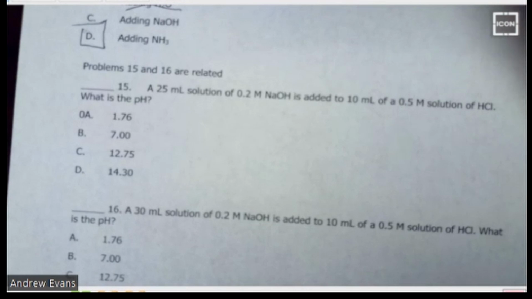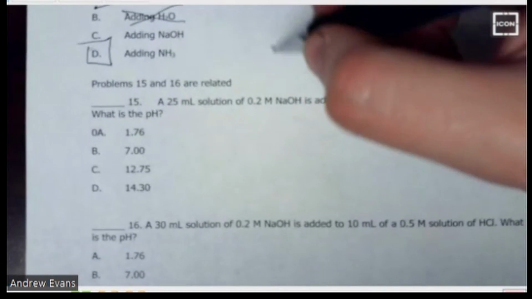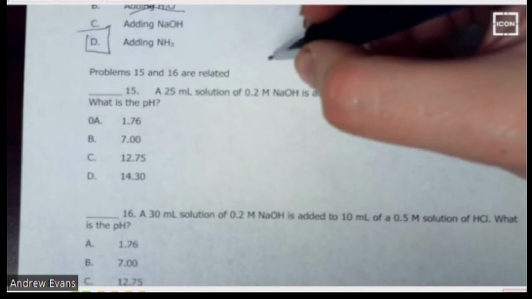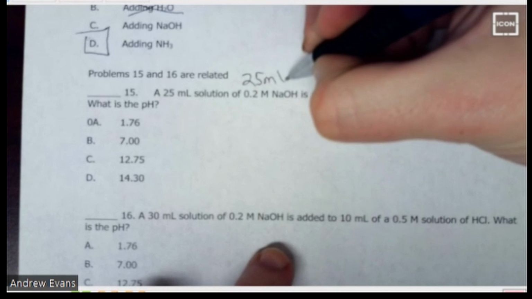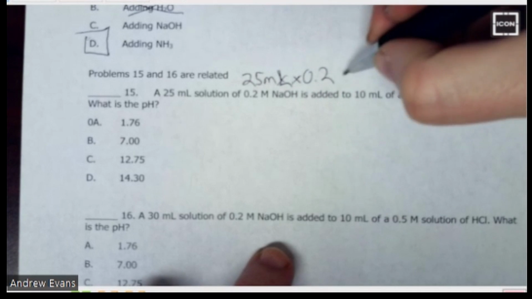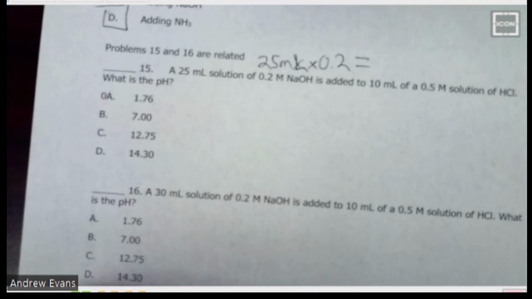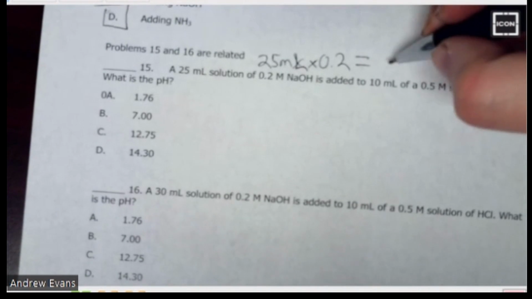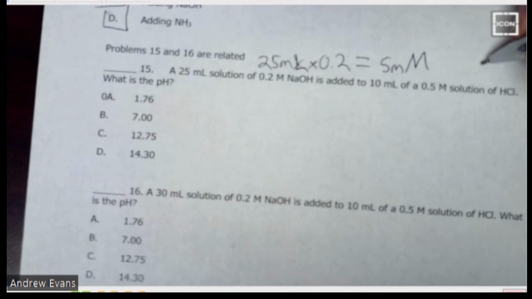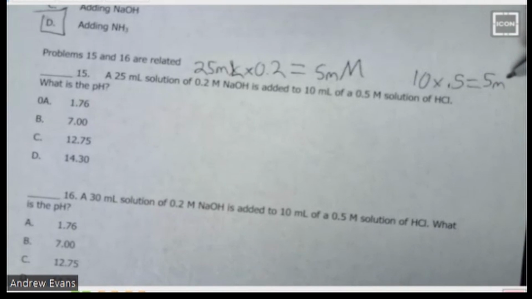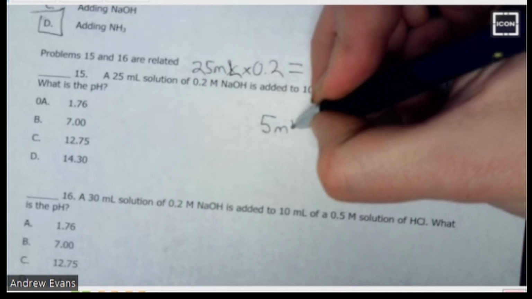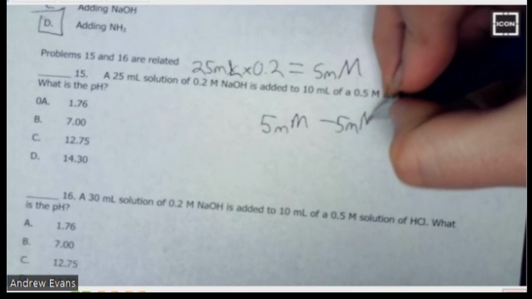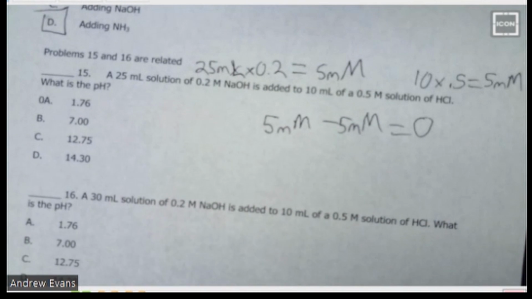25 mL of 0.2. This is a titration problem. Check where we're at first. 25 mL times 0.2 molar is 5 millimoles. 10 times 0.5 is also 5 millimoles. 5 millimoles minus 5 millimoles is 0. What happens when we run out of moles?